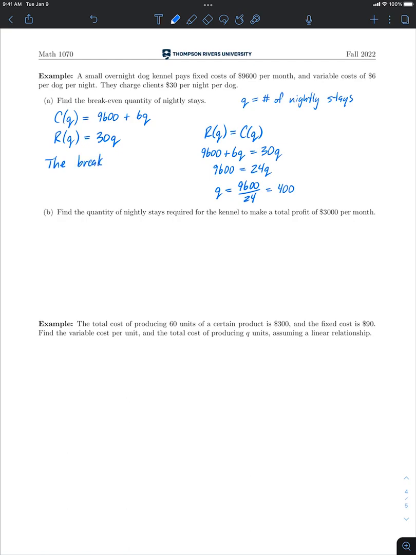So let's write that down. The break-even quantity is 400 nightly stays.